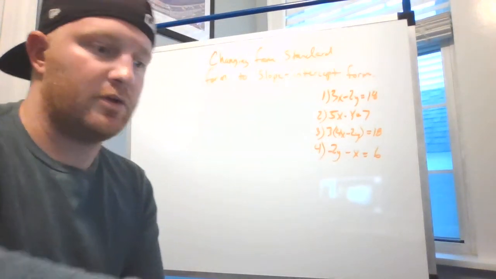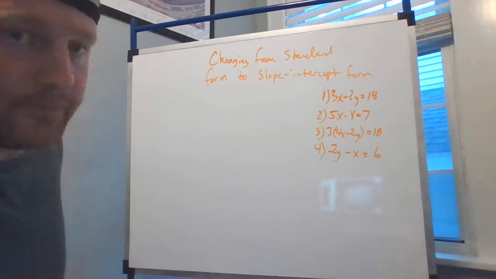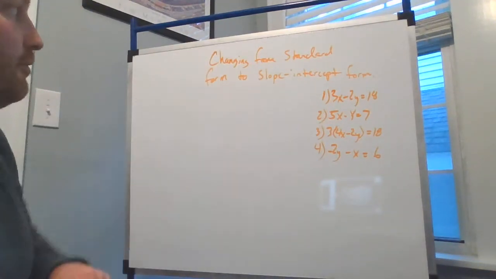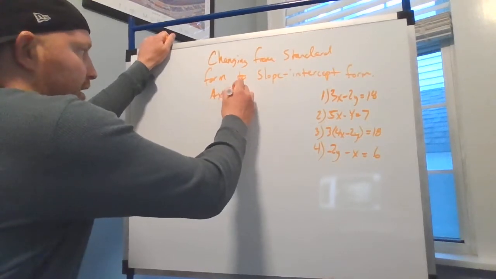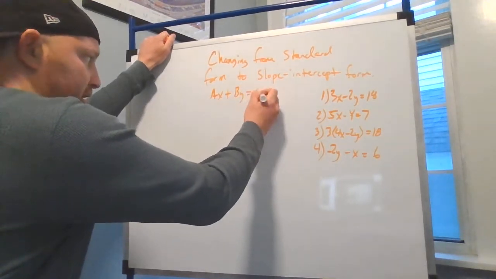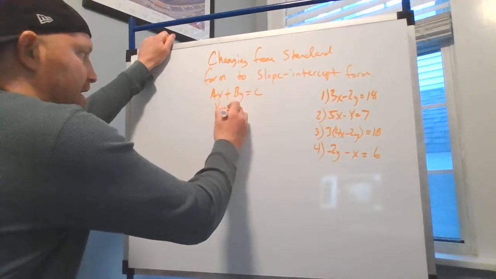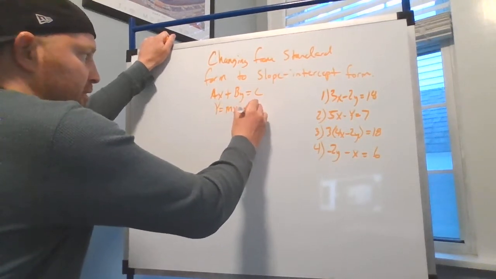Hello. All right. So what we're doing today is changing from standard form to slope-intercept form. So we're literally going from ax plus by equals c into y equals mx plus b.